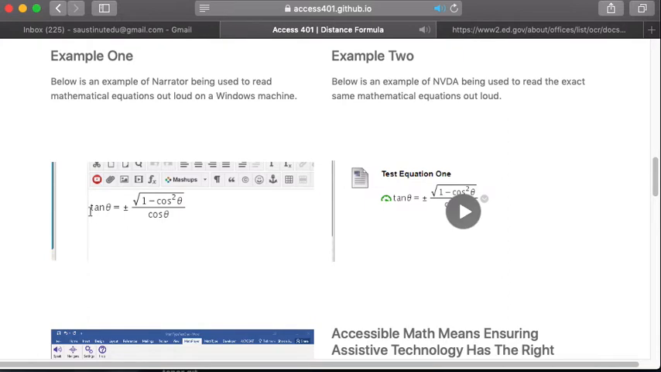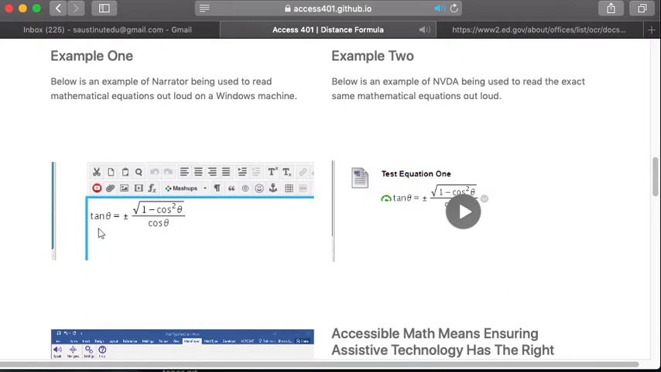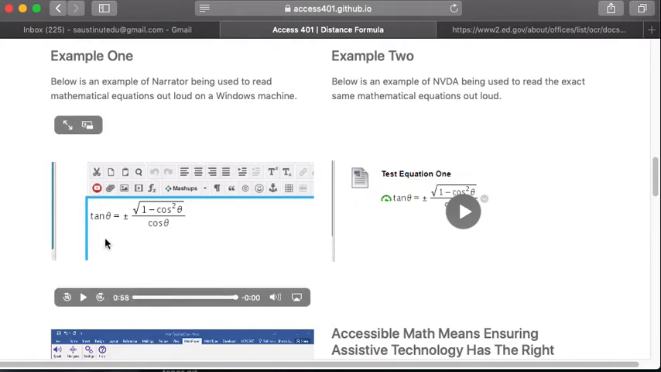I'm still trying to get to the equation. Content editor. Press Alt F10 for toolbar. Imagine what a blind student is doing. Or one with low vision, by the way. All right, let's stop there. That's painful. Oh, it ended.